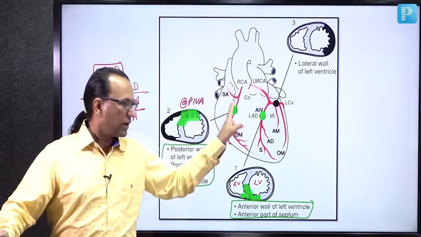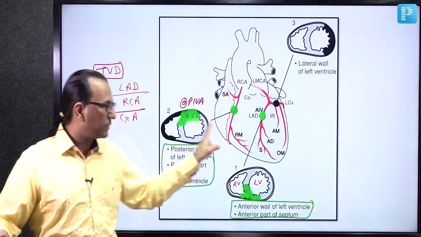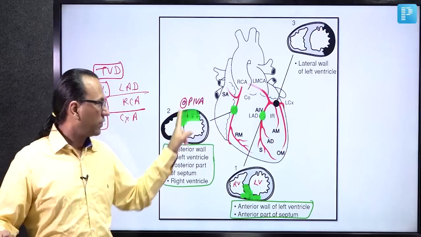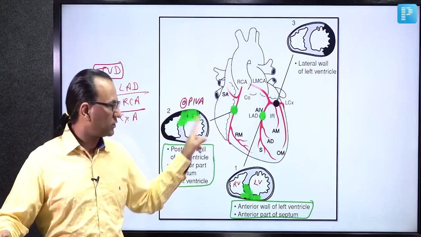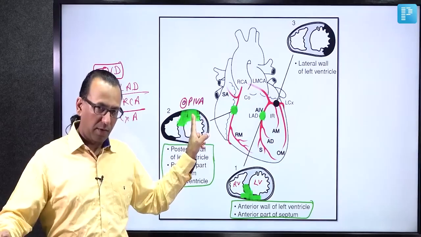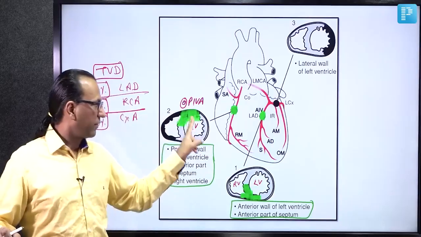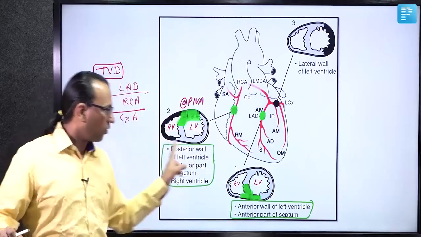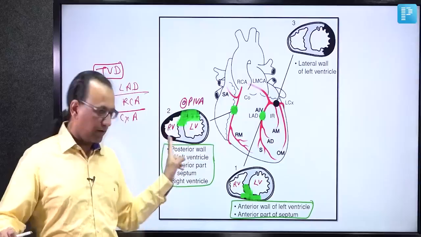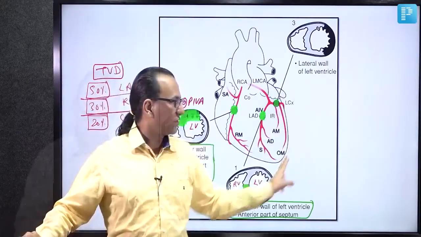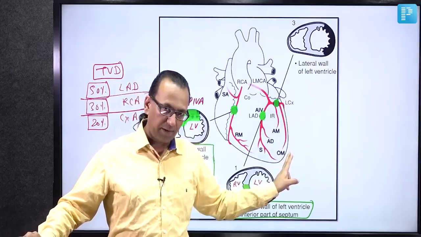If the right coronary artery is blocked, there is compromised blood flow in the posterior interventricular artery, and the posterior one-third of the interventricular septum is compromised, and also the posterior wall of the left ventricle. It will also compromise the right ventricle, as the right coronary artery has been blocked. And what will happen if I have a block in the circumflex artery? Then the lateral surface of the left ventricle will be compromised.